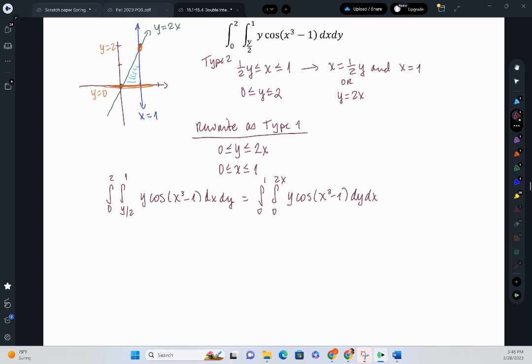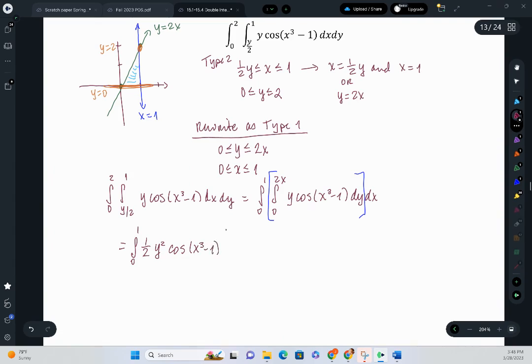So if I'm integrating with respect to y first, then I'm not worried about the cosine of x cubed minus 1. I'm just worried about the y. So we're going to focus in on that. Okay, so integrating with respect to y, I get the integral from 0 to 1 of 1/2 y squared cosine of x cubed minus 1 evaluated from 0 to 2x, and then a dx after I do my evaluation.